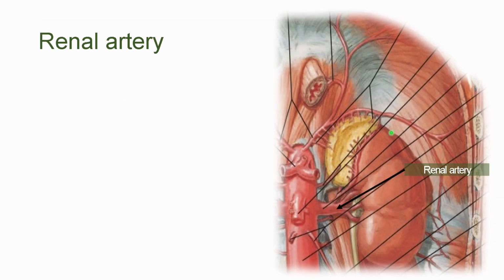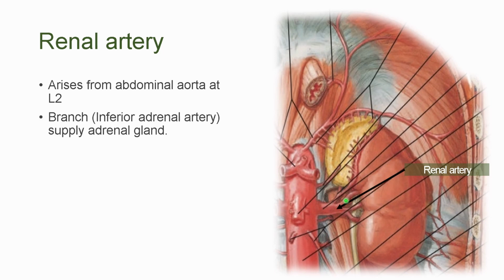Now let's look at the renal artery. The renal artery, as the name suggests, supplies the kidney, and it arises below the superior mesenteric artery at the L2 level of the vertebra. It has a single extra branch, that is the inferior adrenal artery, and it supplies the adrenal gland inferiorly.